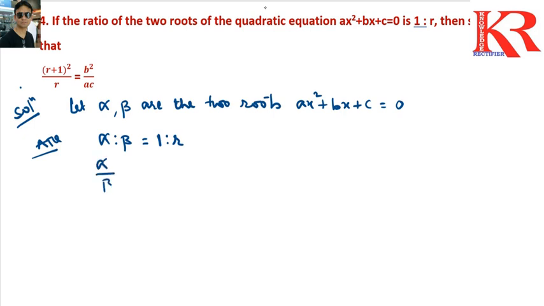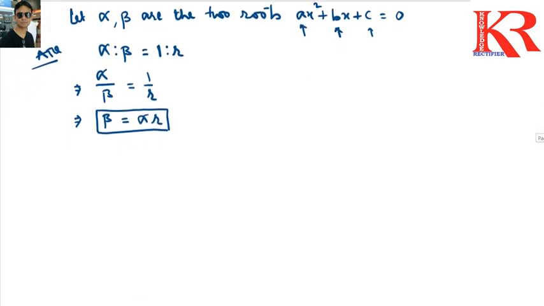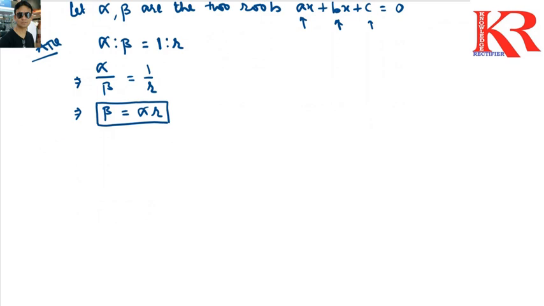I can write this as alpha by beta is equal to 1 by r, and if you cross multiply then you will get beta is equal to alpha into r. Okay, so beta is equal to alpha r that I can use. Okay, and you know these are coefficients: a is the coefficient of x square, b is the coefficient of x, and c is the coefficient of x to the power 0, that we know. And we know the relation between coefficients and the roots. Number 1, sum of the roots, yani alpha plus beta will be equal to minus b by a, that we know. Okay, and alpha is alpha. For beta, what you can write? Alpha r.